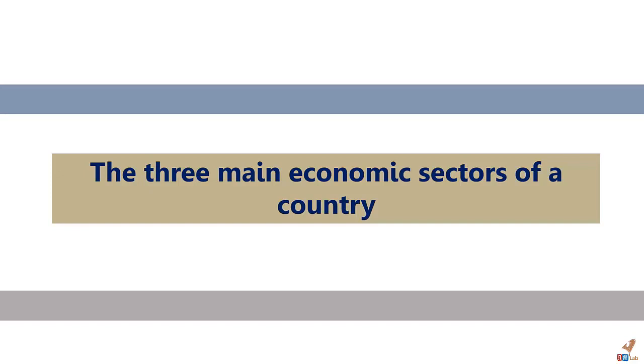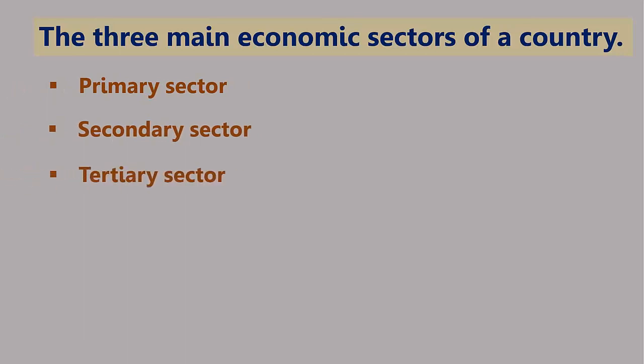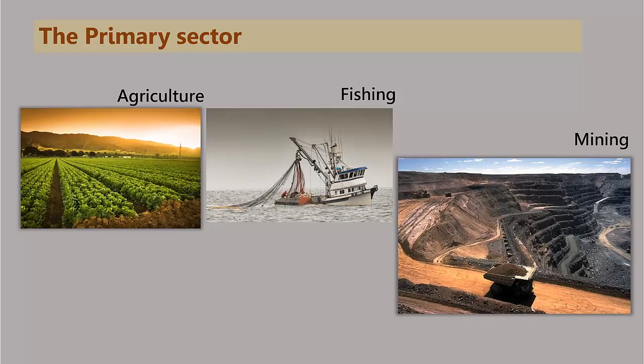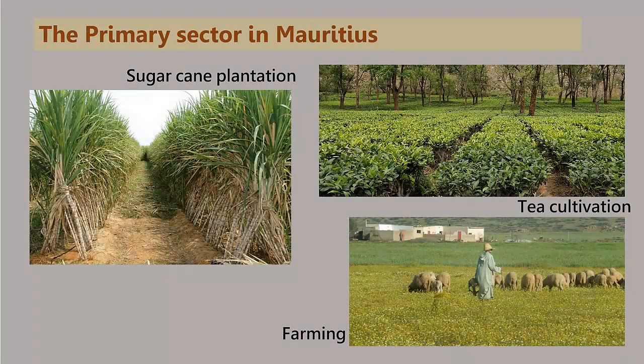Now let's take a look at the three main sectors of a country. All economic activities of a country can be categorized into three main sectors: the primary, the secondary, and the tertiary sector. The primary sector includes all activities such as agriculture, fishing, mining, and forestry. Can you name a few primary sector activities in Mauritius? Plantation of sugarcane, tea, and farming are some examples of the primary sector in Mauritius.